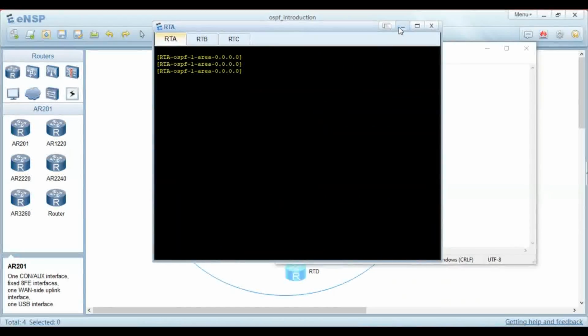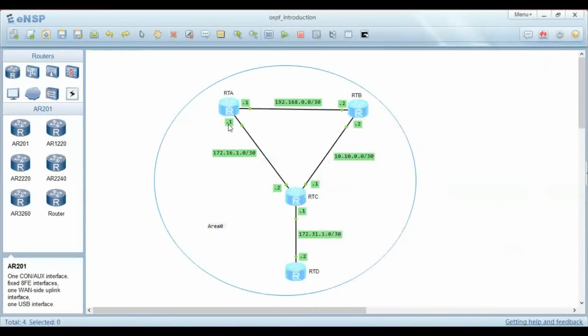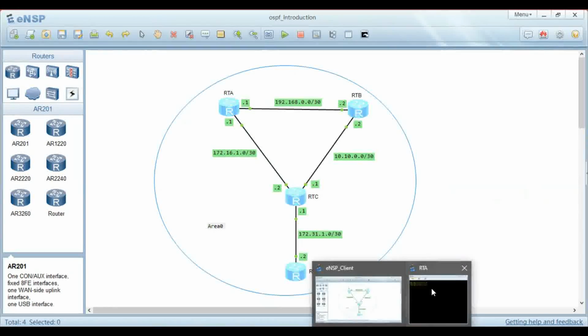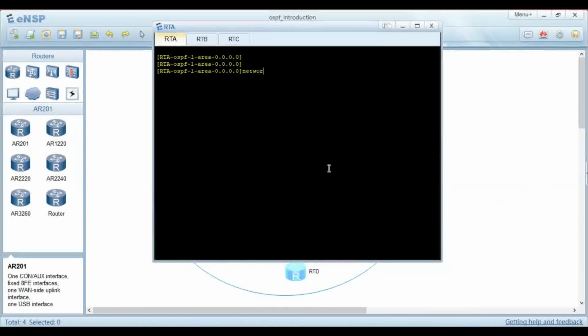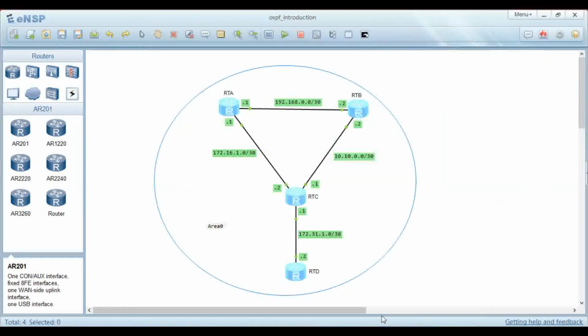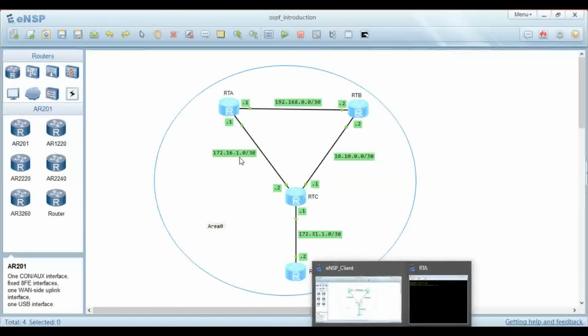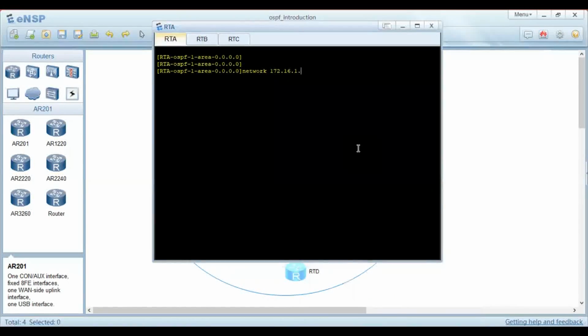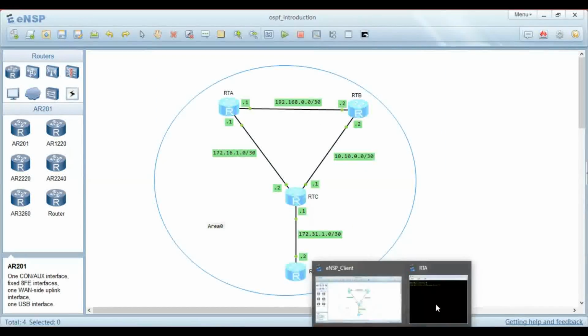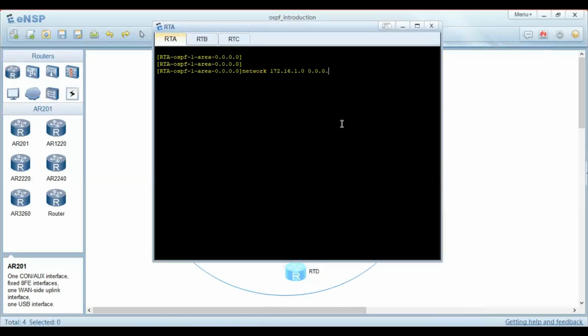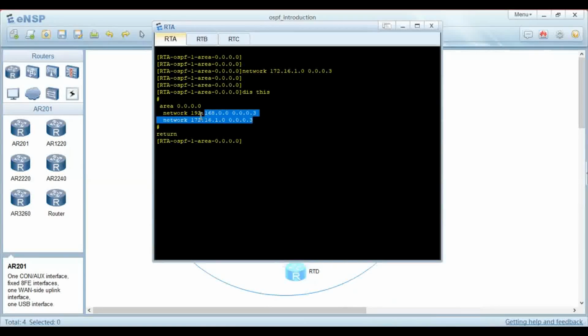We also need to add the network that is facing router C, which is 172.16.1.0. So network 172.16.1.0. It's not the interface IP address, it's the network IP address. The subnet mask is also slash 30, so the wildcard is 0.0.0.3. If you display this, we now have two networks.